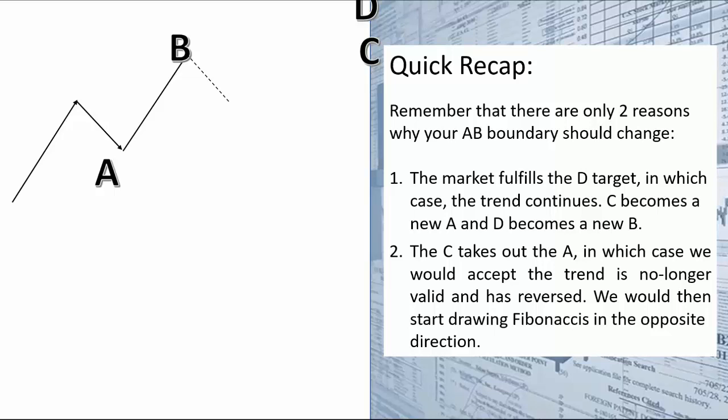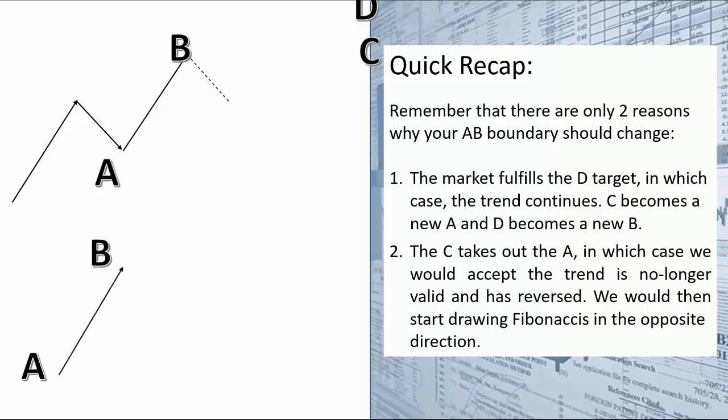Okay, so that second way that the A, B, C, Ds can change is when the C takes out the A, in which case we have to accept that the trend is no longer valid and is getting ready to turn around. So it simply boils down to, okay, if I have been tracking A, B, C, D Fibonacci's in one direction, in the bullish direction, the market has taken out my A. I can't say that it's going to be able to continue to do that, so I have to accept the fact that it's reversing. I'm just gonna start plotting in the bearish direction.